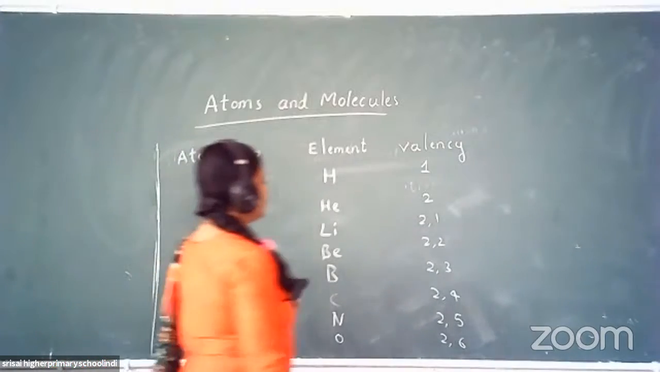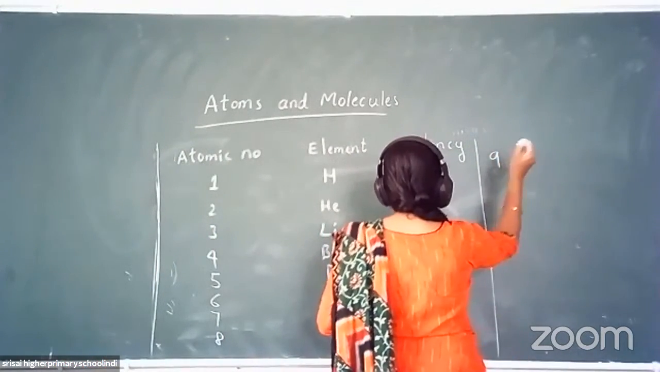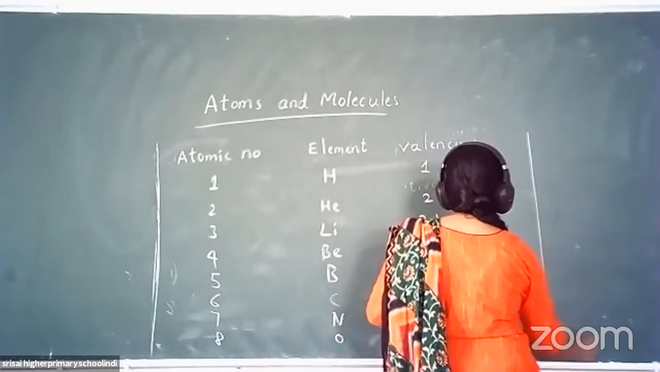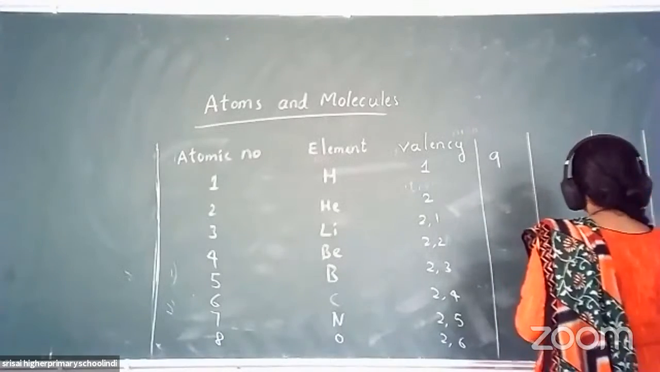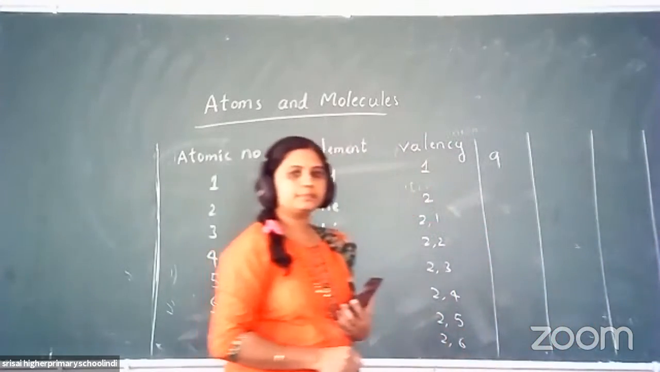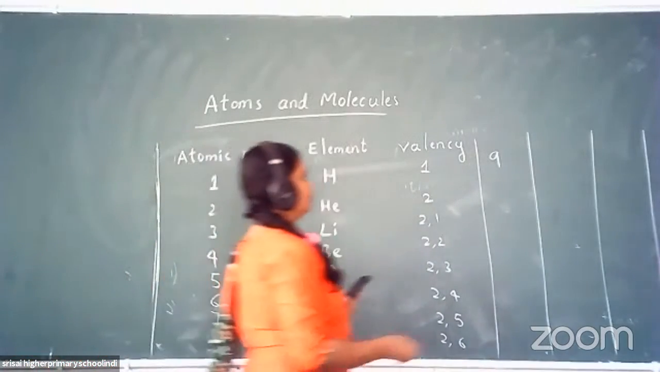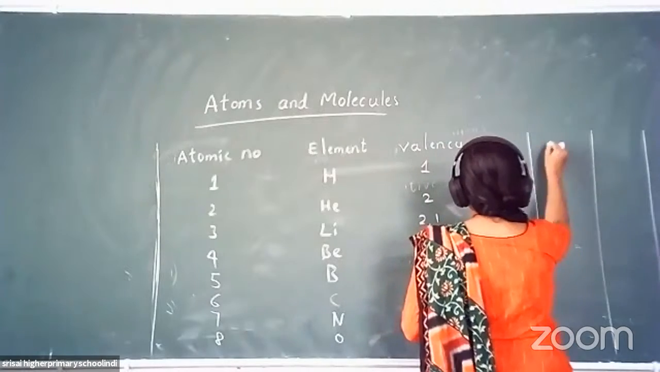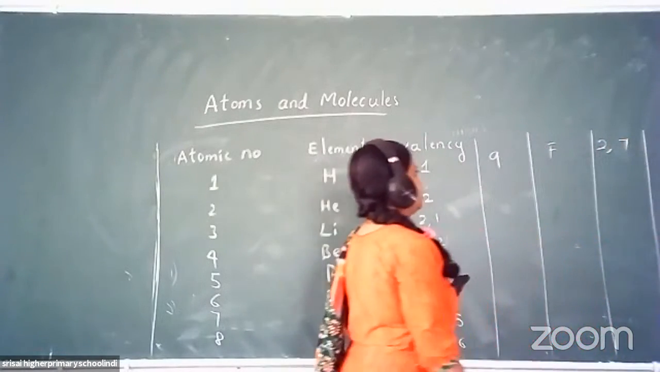Then which is having the 9th one? I will give you the idea first. You will write all the valence numbers afterwards. Okay, tell me, what is the next one? The 9th one is having which element? Fluorine. Okay, fluorine is having 2, 7.